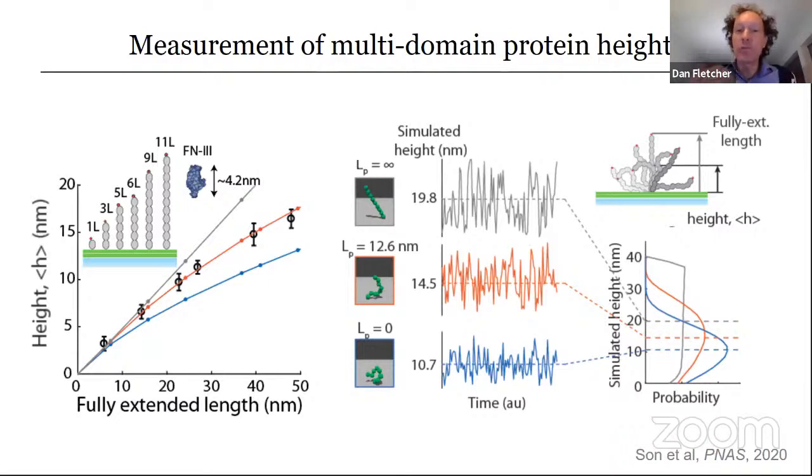And then if you do some modeling to estimate the flexibility of the protein that gave you this height, given the number of domains that it has, you can back out a bending rigidity for the protein as well. And so this allows us to now quantify different aspects of cell surface protein heights.